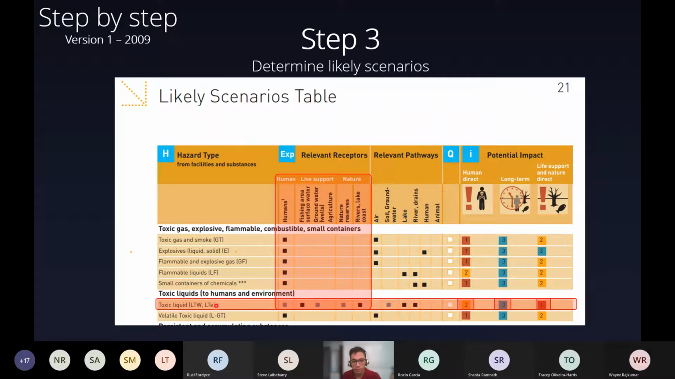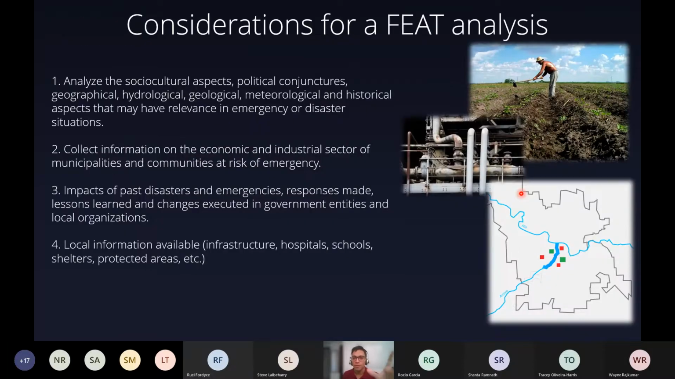So in this case, for example, with toxic liquid, the first priority would be the impact on life support in nature. The second one would be human direct, a direct impact. And finally, the long term on humans and life support. And those are the steps for the version of 2009, which is the bigger version. But you should also have some considerations for the FEAT analysis.